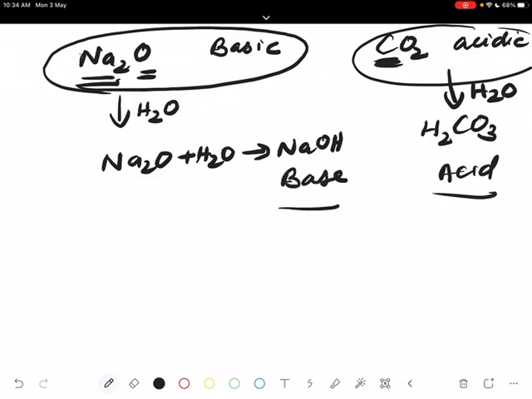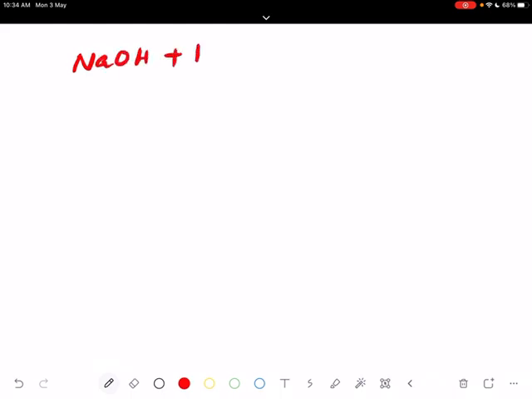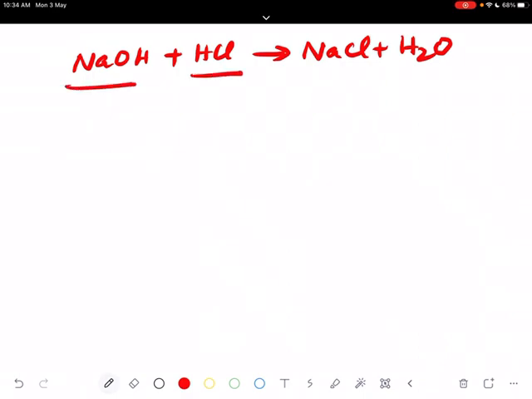Acid can react with base, or we can say base can react with an acid to form salt and water. So you can take another base NaOH plus acid HCl to form salt and water. So this is a property of both acid and base. So acid can react with base, or we can say base can react with acid to form salt and water.